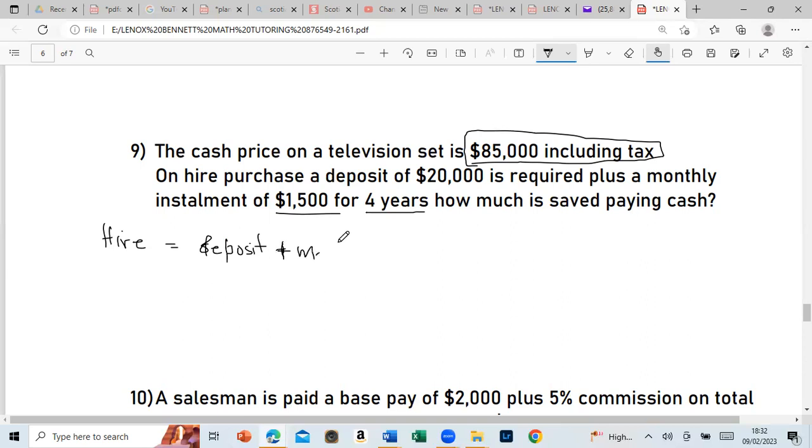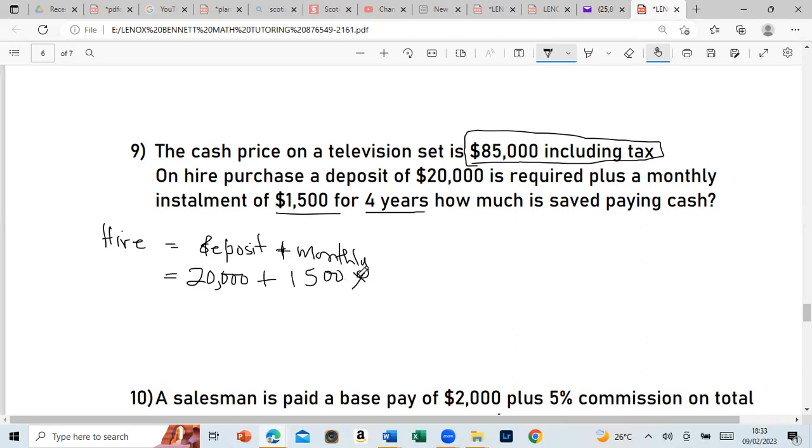And for those of you who saw my video on the SBA, you would have seen this formula, right? So hire purchase is the deposit plus the monthly installment. As Renee said, the deposit is what you pay first. You pay 20 grand. Bam. That's a flat rate. Plus, you're going to pay 1,500 for 4 years. Every month you pay 1,500.